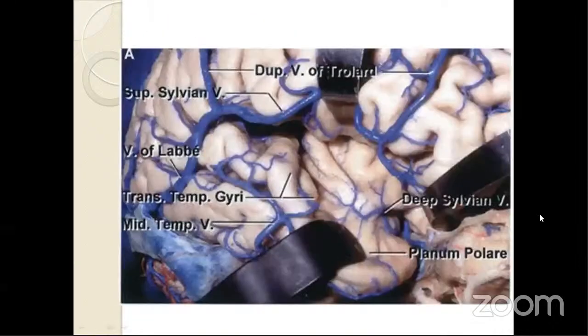In this image, on further dissection, we can see the superior Sylvian vein. Inferiorly, we can see the vein of Labbe, which connects the transverse sinus with the superior Sylvian vein. And we can also see the deep Sylvian vein. The transverse temporal gyri, posteriorly, it is known as planum polare. Planum polare is the area without sulci.